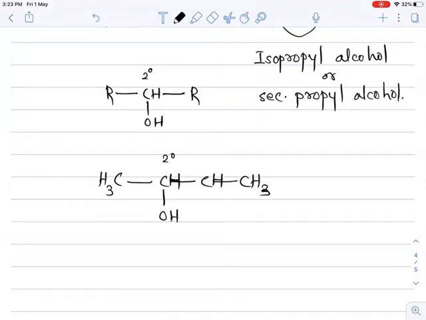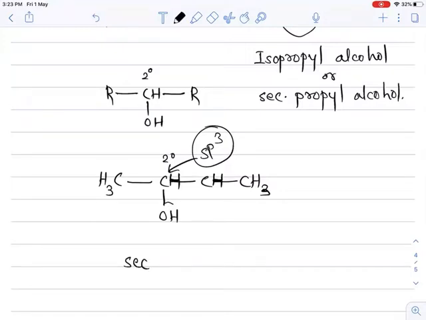Now here this is the secondary carbon to which the OH group is attached. Now you observe this carbon is again singly bonded, means it shows sp3 hybridization. And to the secondary carbon atom this OH group is attached, and that's why it is a secondary type of alcohol, and its functional group is CHOH.